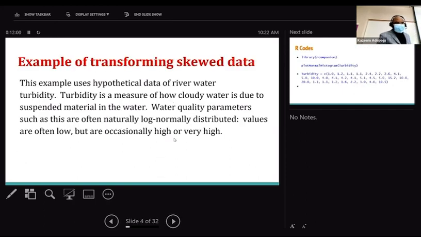Now let me tell you this. For instance, maybe we are working on turbidity data. Turbidity data is one of the environmental data, and environmental data are not normally distributed. They used to be skewed. When the distribution of a data set is skewed, then there's a violation of normality. You know why? Because when the distribution of the response variable is skewed, automatically the probability distribution of the residual will also be skewed.